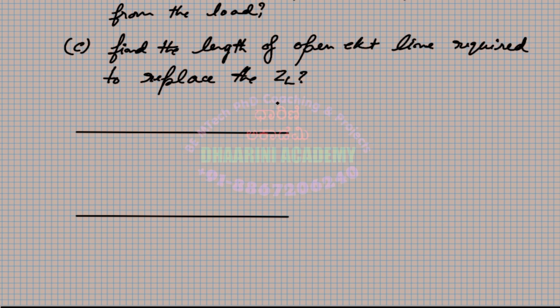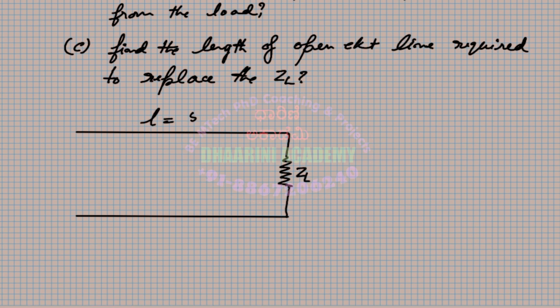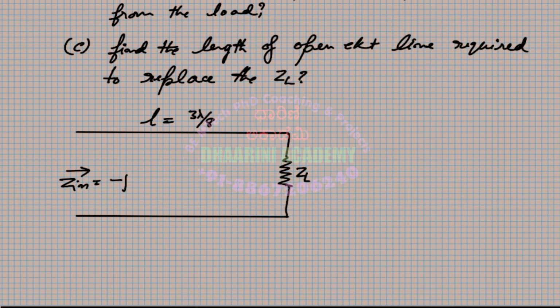This is a line, and we have a ZL present over here, right? And the length of the line is given. So this L is equal to how much? 3 lambda by 8. And they mentioned that when you look into this, the Z in is equal to minus J 2.5.